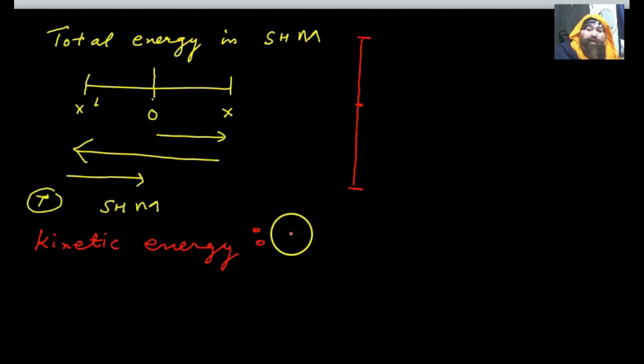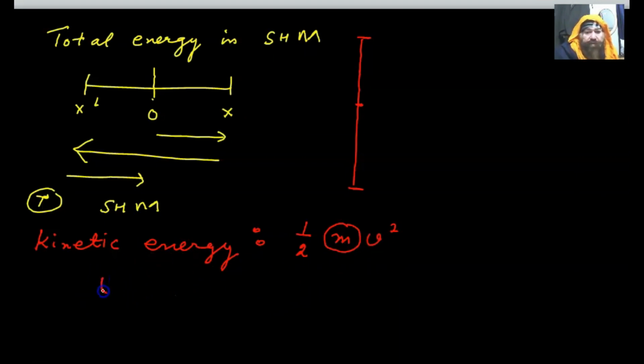And what is the expression of kinetic energy? It is half m v square. What is m? Mass of the particle which is executing SHM. What is v? Velocity of the particle. And we already derived the expression of velocity for the particle which is executing SHM. What was that expression?